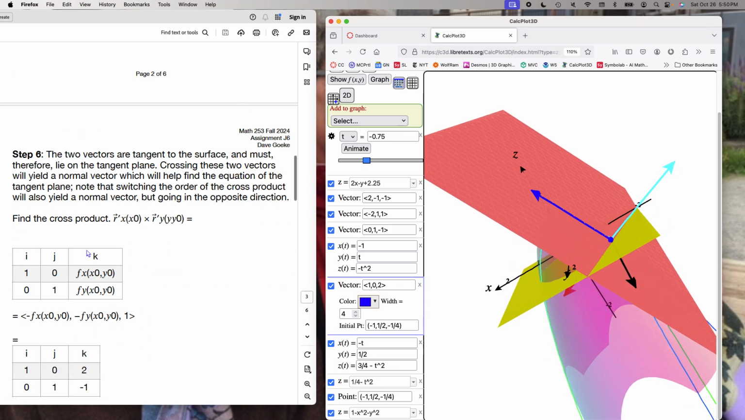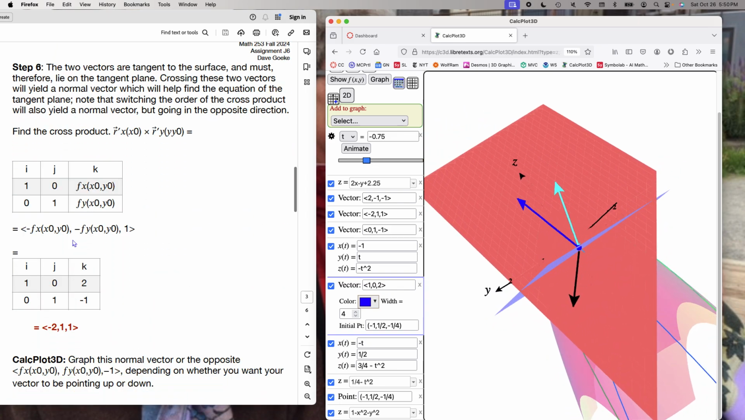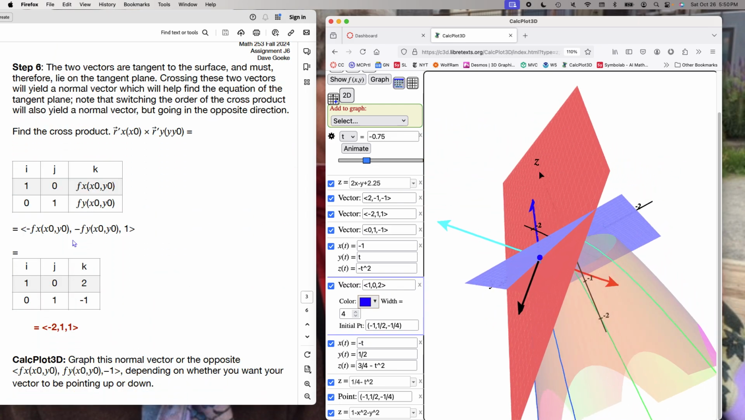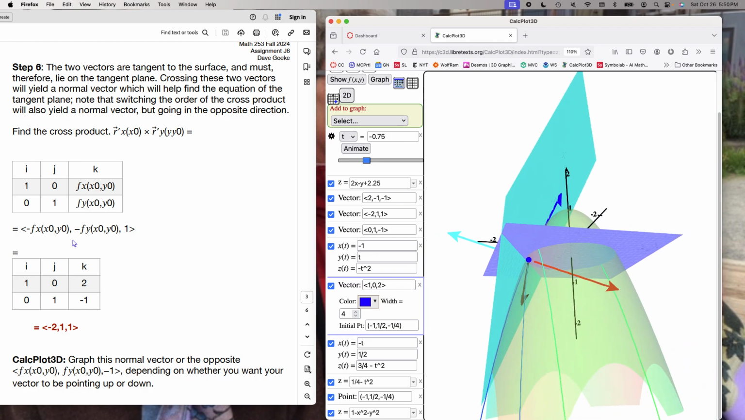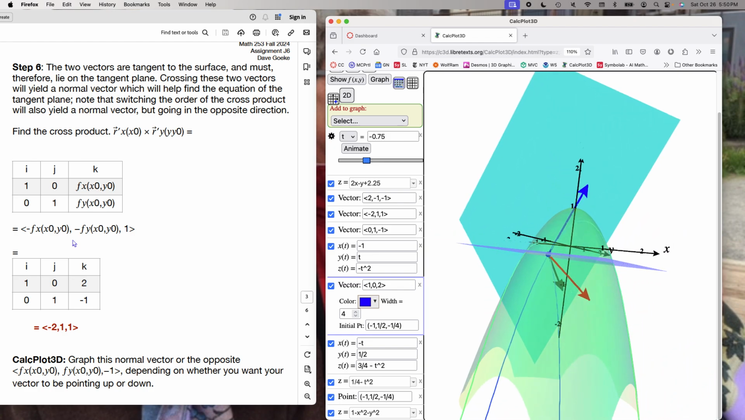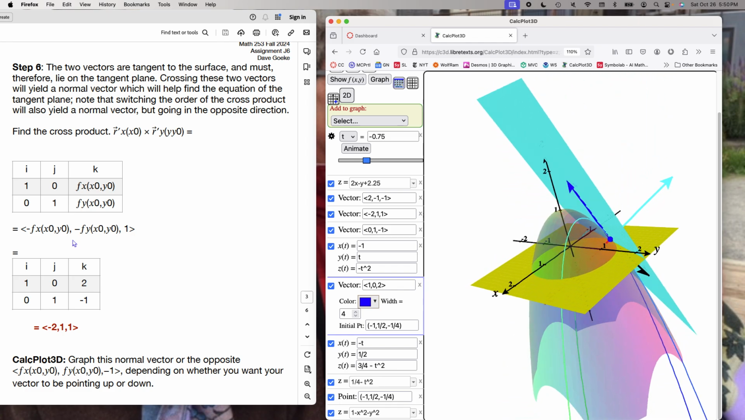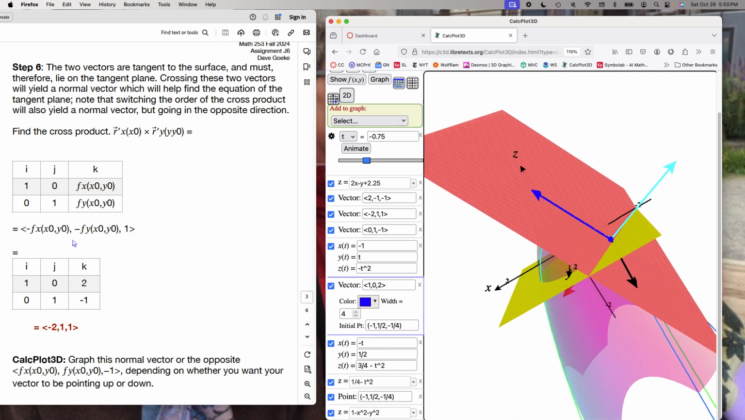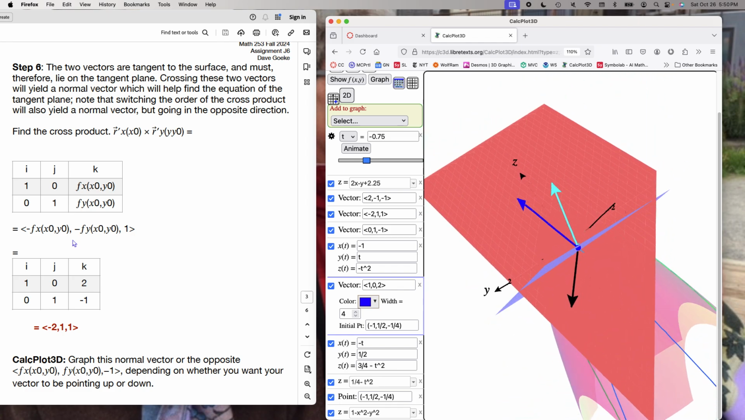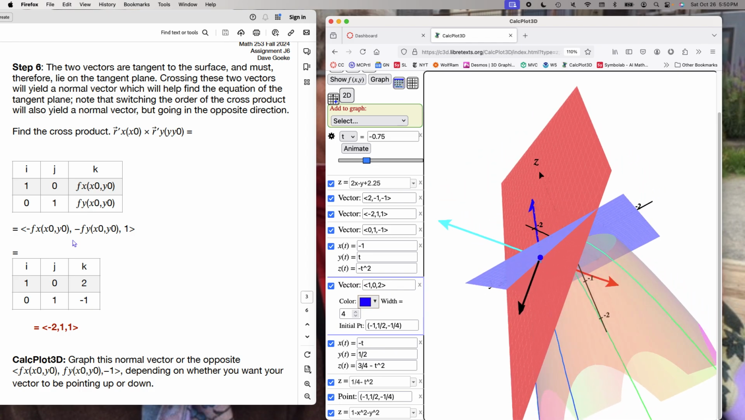Step number 6 calls for plotting a vector normal to and is the cross product of vectors 1, 0, 2 and 0, 1, -1. Plugged into MATLAB, this cross product is a vector with direction -2, 1, 1.